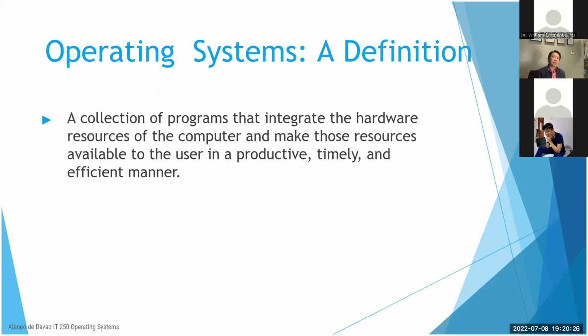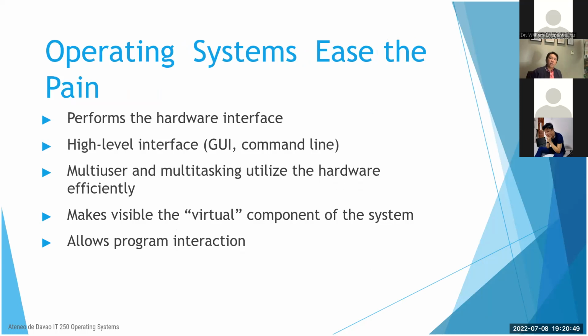All right. So this is now, in summary, let's take all of that together. An operating system essentially is a collection of programs that integrate the hardware resources of a computer and make those resources available to the user in a productive, timely, and efficient manner. And these resources are used by the user through applications, right? So these are the things that operating systems ease the pain with. One is because the hardware interface is ugly, if you're a programmer, you don't have to worry about it. Just write against the beautiful OS interface.